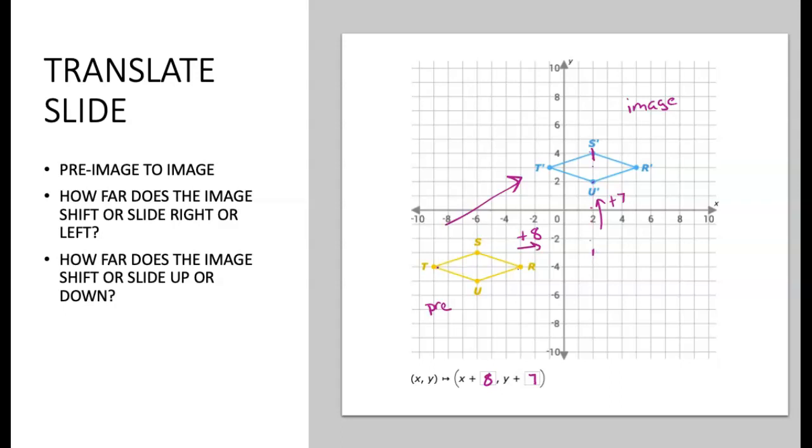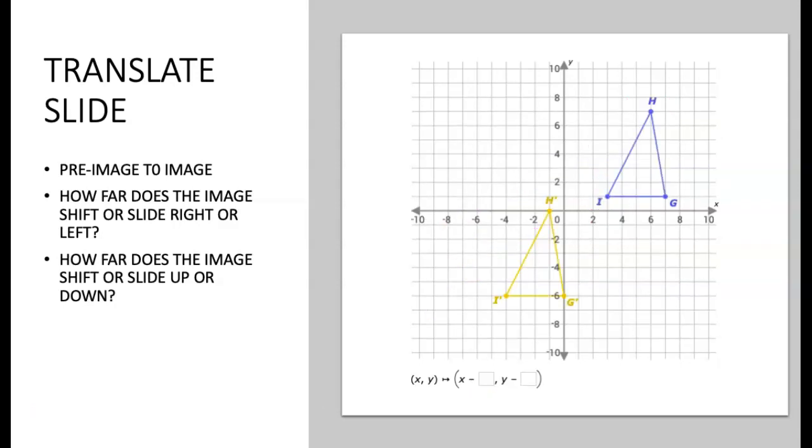And you can do this for each one. You can check them out. The Y for the T is also going to be +7, and the X is going to be +8. And again, for each one of these, they're going to have the exact same rule. This entire image is shifting the same way.